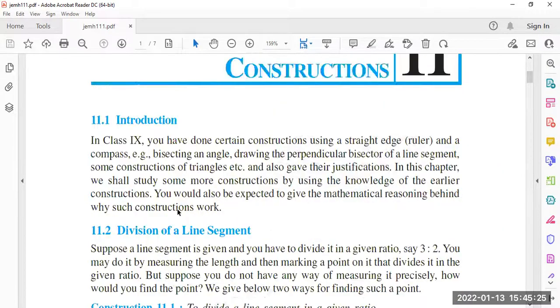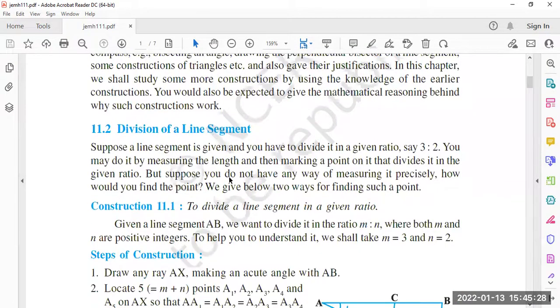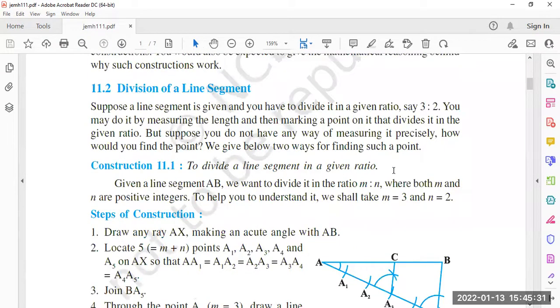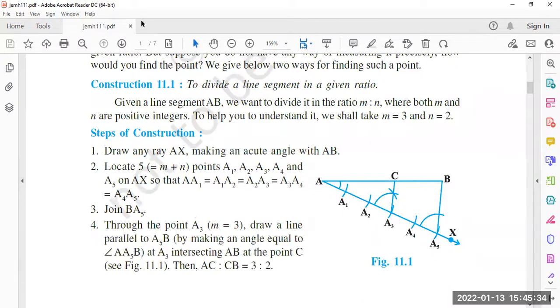Construction: how to construct a line and a line segment, and how to divide a line segment in a given ratio. Okay, so I'm going to turn off this screen, and I'll turn on my video there. Yes, here you can see my screen. Right. So how to divide a line segment in a particular ratio.